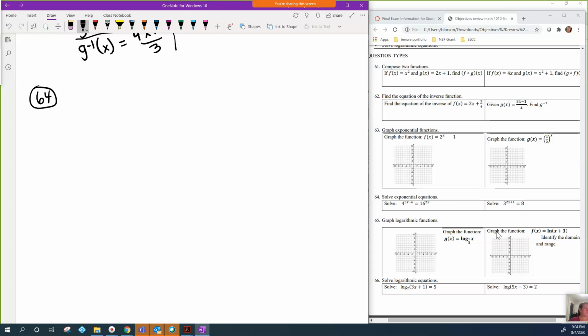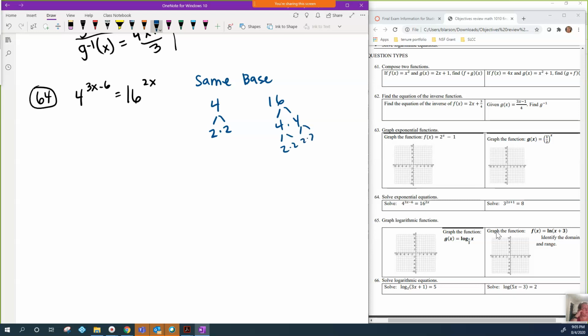So 64, we have 4 to the 3x minus 6 power equals 16 to the 2x power. When we have something like this, we want to have the same base, right? We need to get those bases to be the same so that we can set the exponents equal to each other, was the thing that we talked about there. And to get the same base, some people got confused on how to figure out what that is going to be. We'll just figure out what the prime factorization is of these, and that will help you figure out what this is, right?